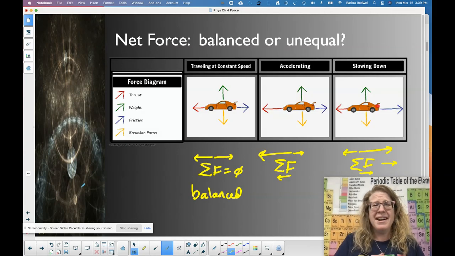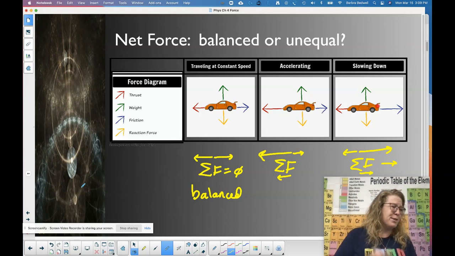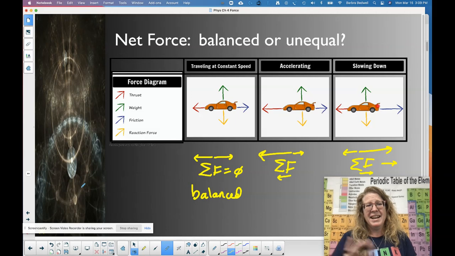So again, as we move forward in the next couple of videos, we'll do some more stuff about doing some math with this. We'll do some Newton's laws and how those apply to net force. And then we'll start doing a little bit of more complicated problems as we move through.